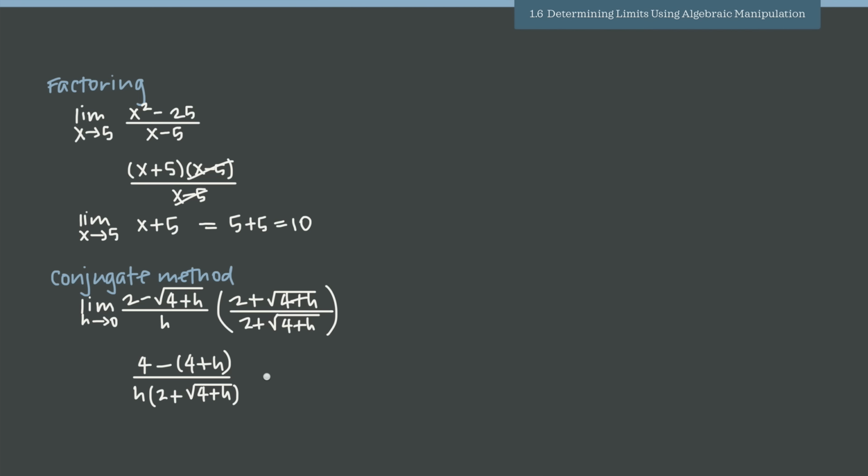And then we can see that in our numerator, 4 minus 4 cancels to 0, leaving us with just the negative h in the numerator. So negative h divided by h times 2 plus square root 4 plus h. Now if we've done everything correctly, we should be able to get an h to cancel. We can see that the h's cancel from the numerator and denominator, leaving us with just negative 1 divided by 2 plus square root 4 plus h.